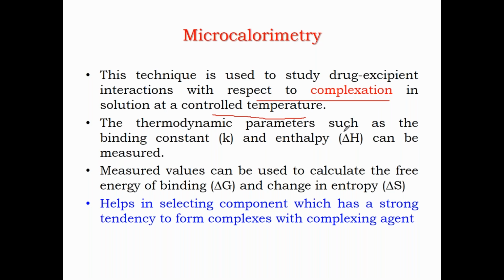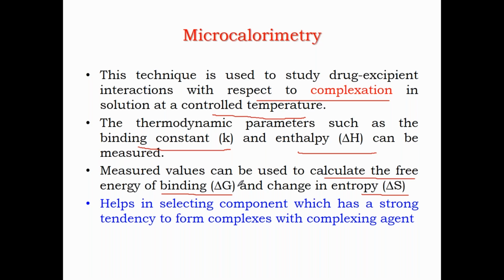So it's one of the thermodynamic methods. When you want to understand the complexation happening between the drug and the carrier, they determine values like the binding constant K and the enthalpy value, apply some equations, and based on that they calculate whether complexation is happening. Using these values they mainly calculate the free energy of binding, that is delta G, and the change in entropy. It is too much of a chemistry aspect actually. So somehow they determine these values, don't worry about that.